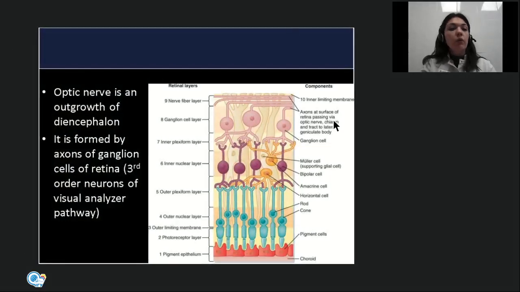Optic nerve is an outgrowth of diencephalon, and it is formed by axons of ganglionic cells of retina, third-order neurons of visual analyzer pathway. Here we can see rods and cones, whose bodies are located in the outer nuclear layer. Then we can see bipolar cells, whose bodies are located in the inner nuclear layer, and then ganglionic cells, whose bodies are located in the ganglion cell layer. And axons of these ganglionic cells form the optic nerve.